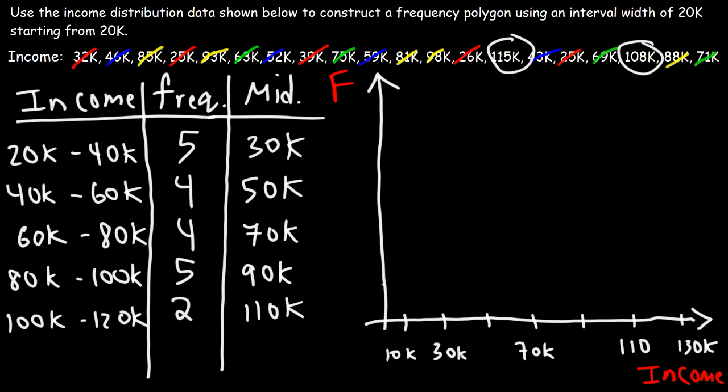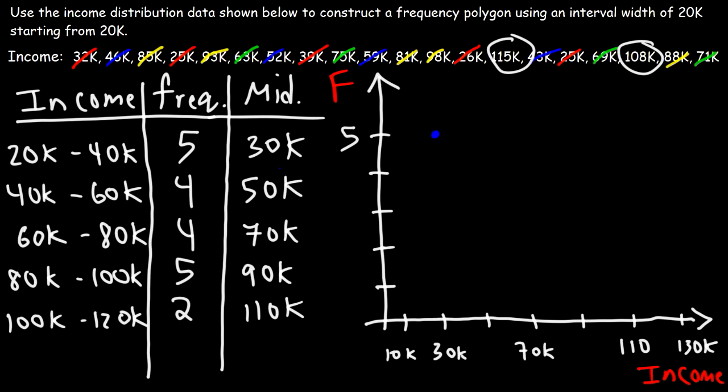Now, frequency values, the highest is 5. So let's go up by 1. This is going to be 1, 2, and then 3, 4, 5. So at a midpoint of 30k, the frequency is 5. So that's going to be here.